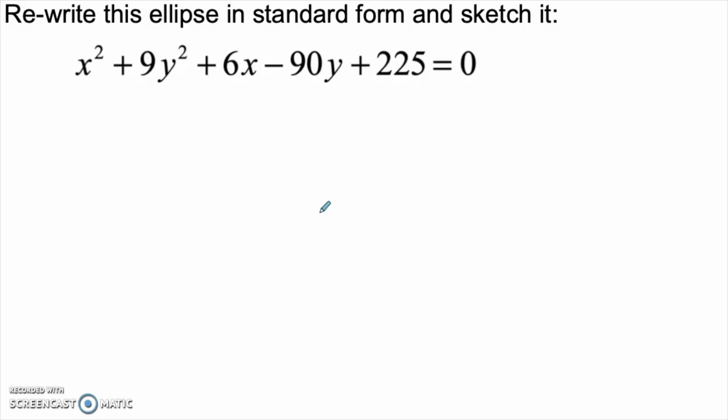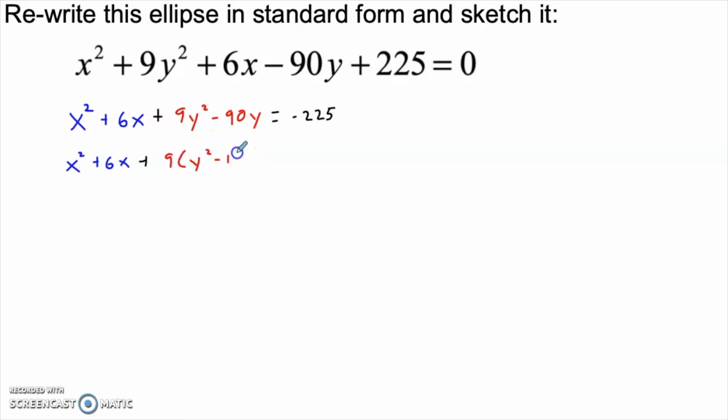Here we're being asked to rewrite this ellipse in standard form and sketch it. So the first thing I'm going to do is collect terms together. I want to get my x squared and my x together, and my y squareds and my y's together. And I want the constant to be on the other side by itself. If there are any leading coefficients on the squared terms, there's a 9 on the x squared, but there's a 9 on the y squared, I want to factor those out.